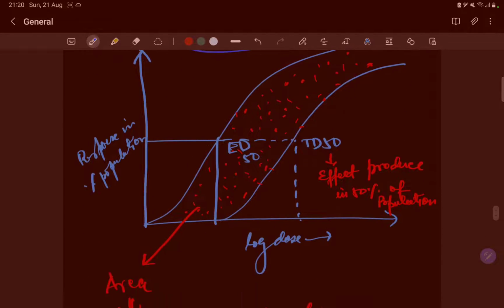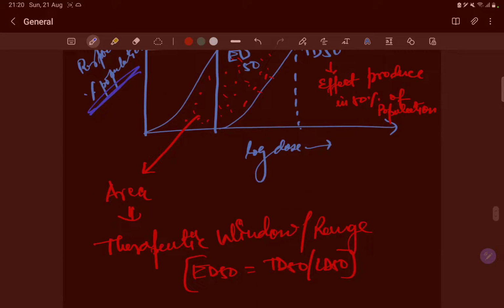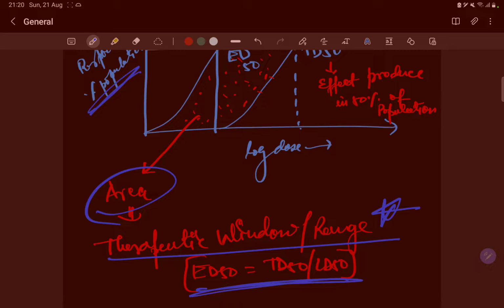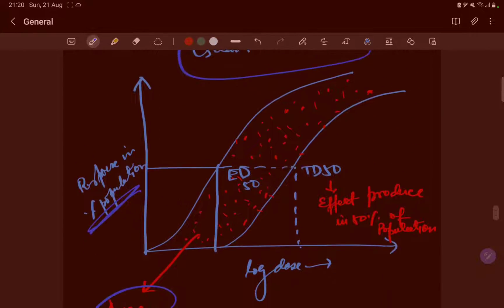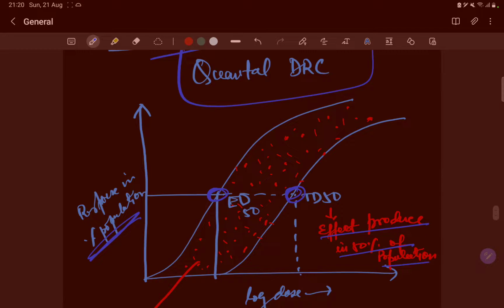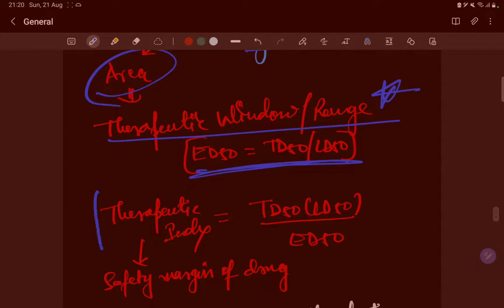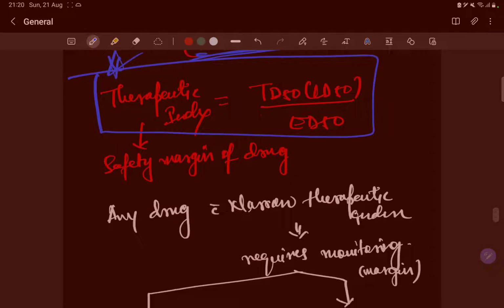Now the quantal dose response curve. Here the percentage population is plotted, as well as the area, and the therapeutic window or therapeutic range is measured. You can see the effect produced in 50% of the population, at one point on the graph. This is the log dose versus the response in percentage population. Therapeutic index is LD50 by ED50, which we have seen, and this is the safety margin of the drug.